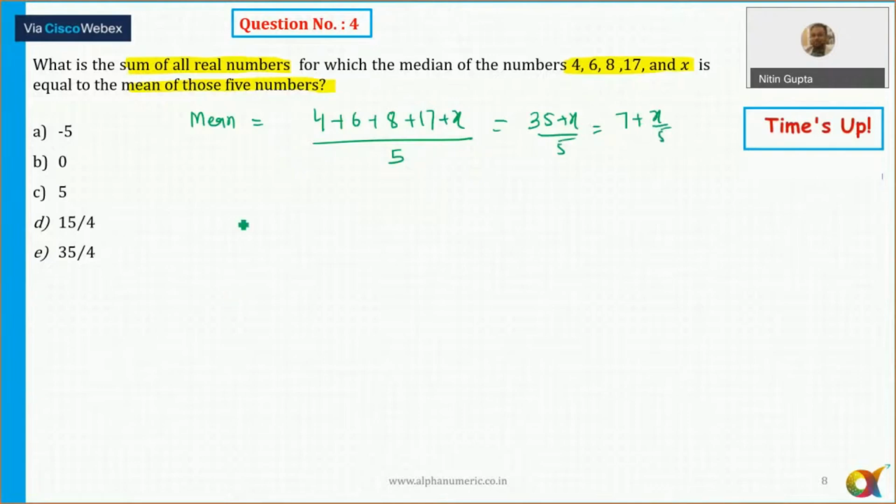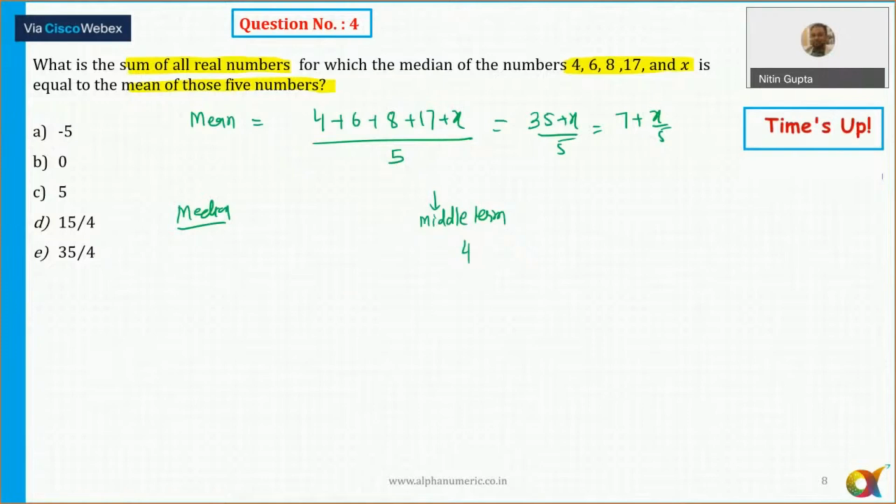Now, the next part is the median. As there are only 5 terms, remember, the median is nothing but my middle term. Can the middle term be equal to 4? Think logically and tell me, all of you, can the middle term be equal to 4? No, if I take the middle term as 4, it is not possible.